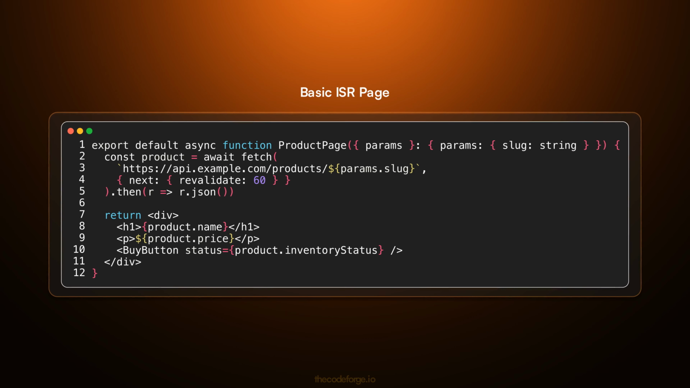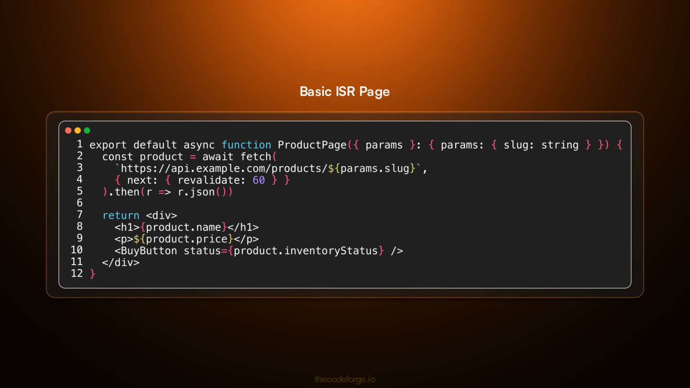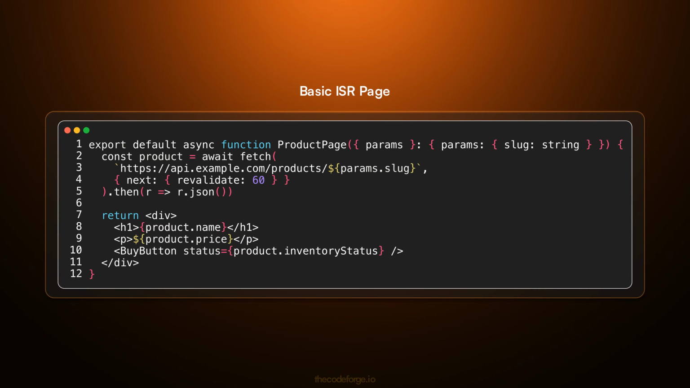Here's a typical ISR page. The fetch call includes revalidate 60. This tells Next.js to cache the response and regenerate at most every 60 seconds. But remember, regeneration happens on the next request after the timer expires, not immediately.